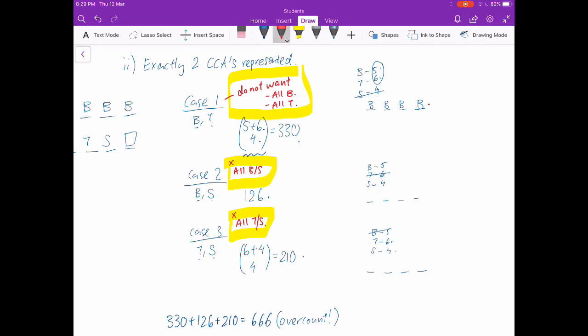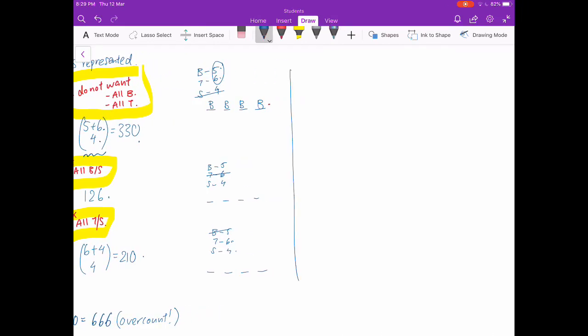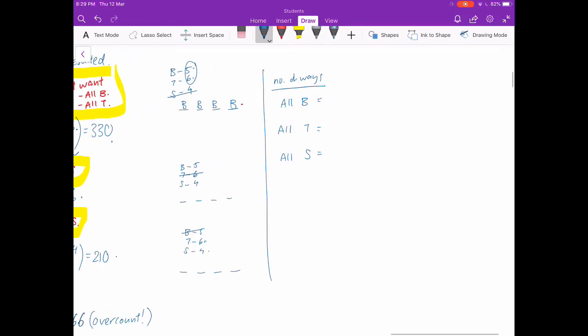Okay, so how are we going to do this? Well, we have to take a separate step. What are the number of ways for all B, T, and S? Okay, so calculate. Now if it's all B, it's very simple.